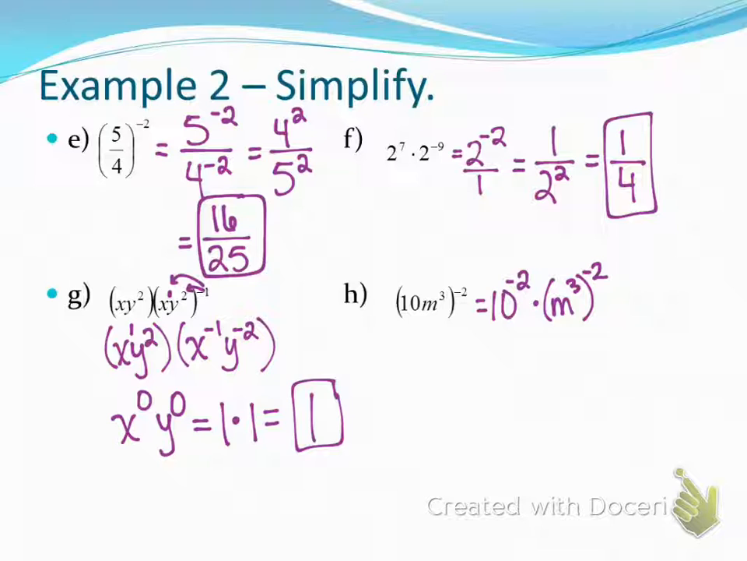Okay. Let's leave 10 to the negative second alone for now so that we can finish simplifying the m part. On that m, we are taking a power to a power. So what do we do with those exponents? Multiply them. We get m to the negative 6. Good. We're just multiplying them. Okay, so 3 times negative 2 would give us negative 6. What do you think we need to do next?